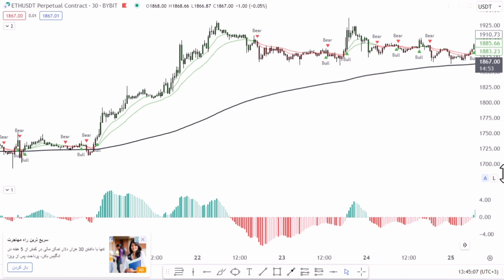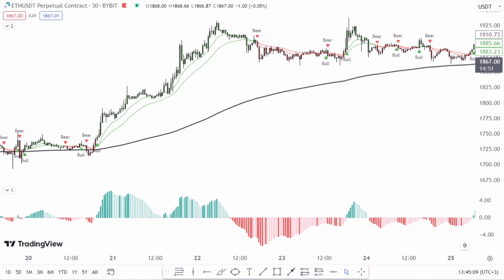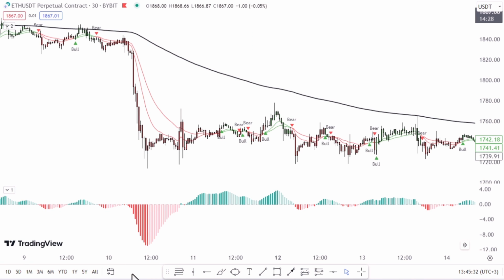Suppose the price is above the moving average. This means the market is in an upward trend. And if the price is lower than the moving average line, it means that the trend of the market is downward. We can enter a sell trade whenever a signal has been given by the first indicator, which is Trader XO.